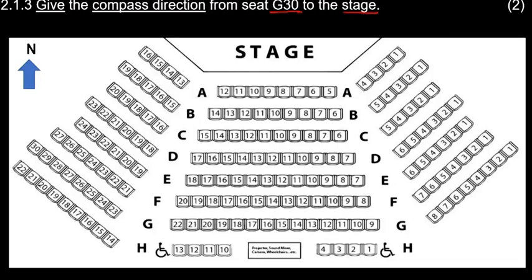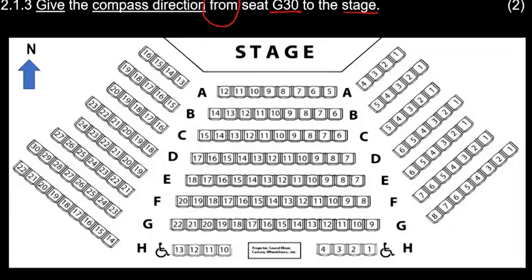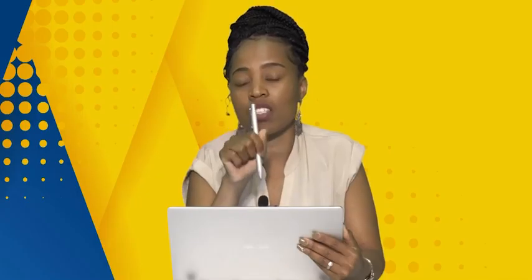Let's continue. Give the compass direction from seat G30 to the stage. So I always say the key word here is from. Even if they say give the compass direction to the stage from seat G30, that from is where you're going to be doing your compass. You still have your north up because they gave us that up is north. Then if you have north up there, down there you're going to have south. And on your right, we always say you have east, but just remember if the north is turned upside down, you also need to change your east and your west. Then you say, but then where is my stage when I'm here? You see? So the from is very crucial because that's your starting point.